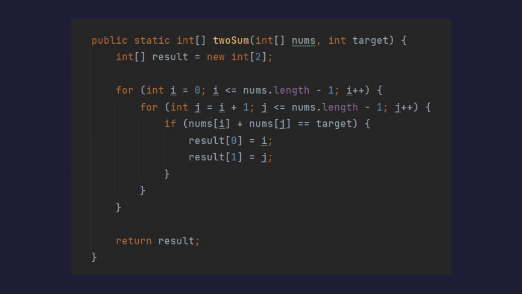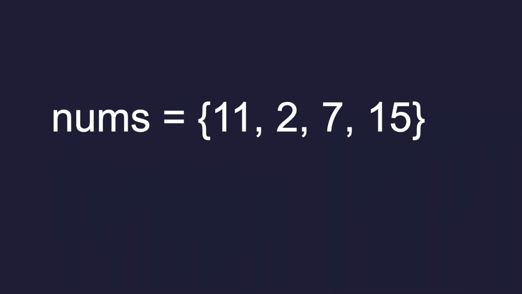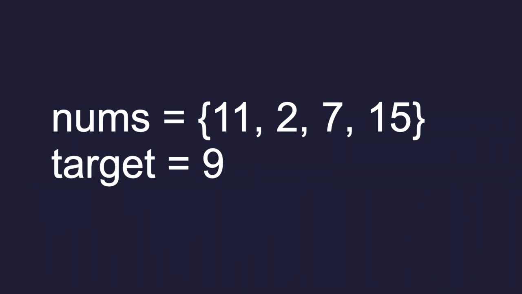Let's step through one of our example datasets and see how this algorithm computes the answer. Given an array of integers 11, 2, 7, and 15 and a target of 9, the code will start by taking the integer 11 and comparing it to 2. We can see that this doesn't add up to 9, so then we compare 11 to 7. As this also doesn't add up to 9, we compare 11 to 15.